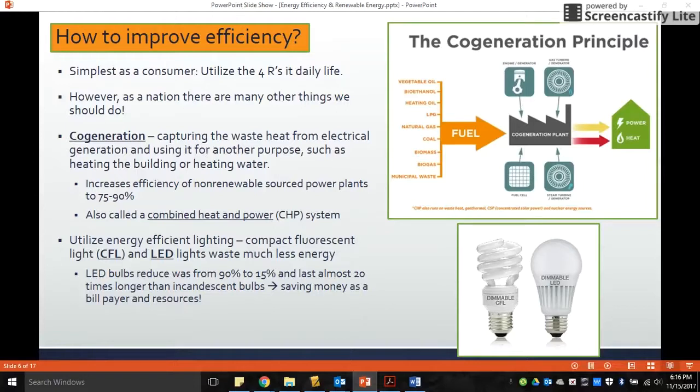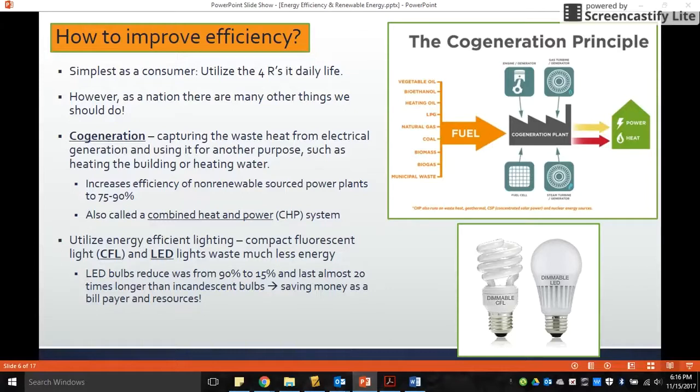Well, first and foremost, you can utilize those 4 R's that we talked about in sustainability. But as a nation, we can utilize a lot of different other things. So one of those things is cogeneration. So when we burn coal or burn natural gas, we can capture that waste heat and use it for something else, like heating a building or heating water. And this is going to increase your energy efficiency of a power plant from whatever we said before, maybe 20% to about 90%, and this can be called a CHP system.